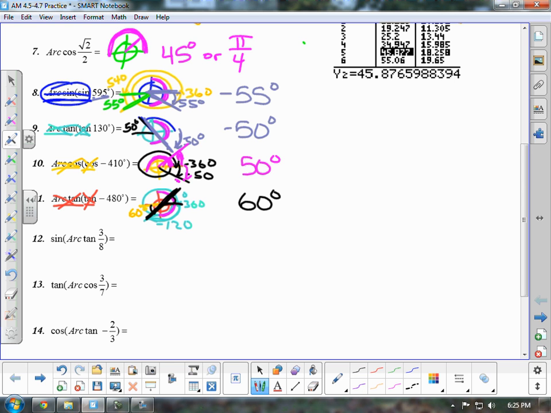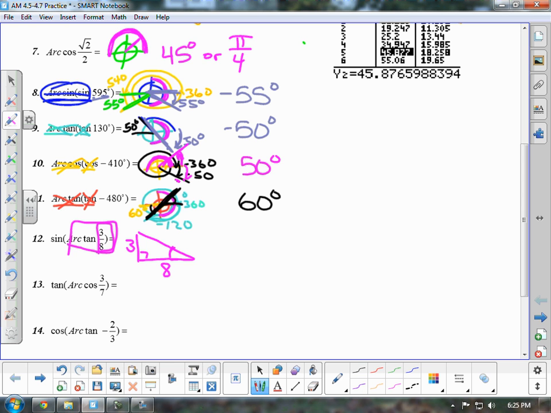Now then, next question, we do not have inverses of each other, so we can't just get rid of both of them. We have arctangent of 3/8 and then sine of that. So here's where we have to refer to our friend, the right triangle. Pick our angle, and let's call it that one. And so if arctangent is 3/8, that means the opposite side would be 3. Adjacent would be 8. And so that took care of this whole thing.